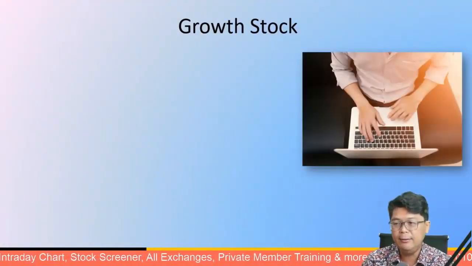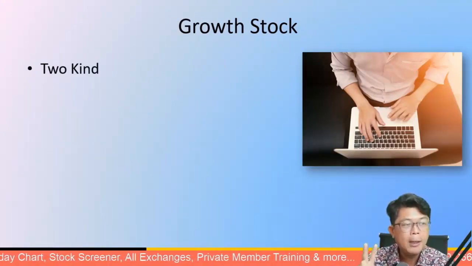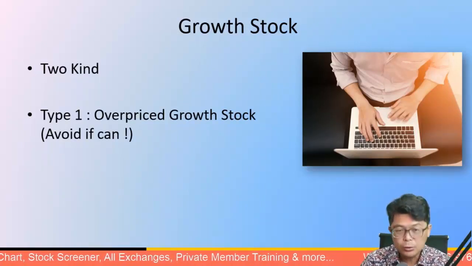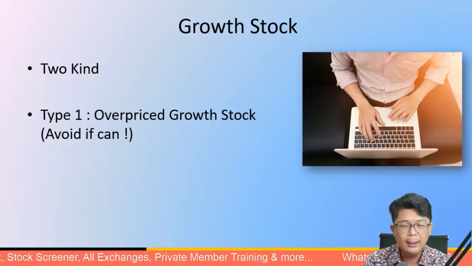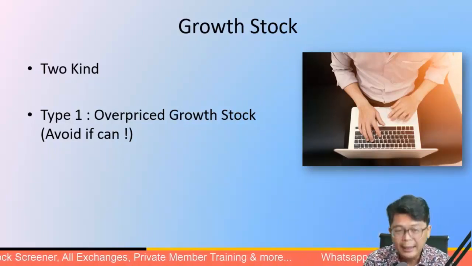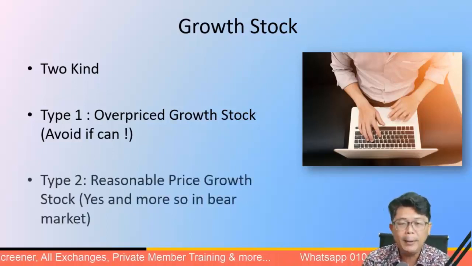So let's look at the growth stock in here for a start. Growth stock, there are two types, as I said before. Let me just repeat that again. One, type 1, overpriced growth stock. Avoid if you can, especially during a bull market. A lot of stocks are running and you tend to chase them, right? But they are overpriced. So keep that in mind. You don't want to overpay.